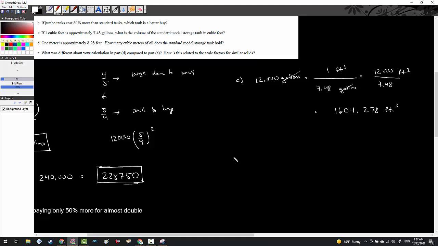All right. Let's take a look at D here. In D, it says 1 meter is approximately 3.28 feet. How many cubic meters of oil will the standard storage tank hold? Well, in this case, it's a little bit weird because they're talking about 1 meter being feet, and then they ask us to do cubic meters of oil here. So we know that one of these storage tanks holds 1604.278 feet cubed. The problem is they only give us measures in linear units here.